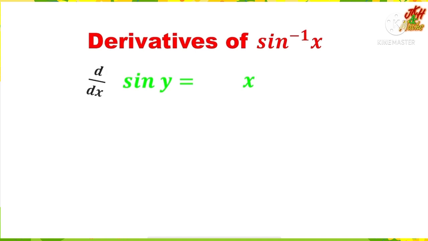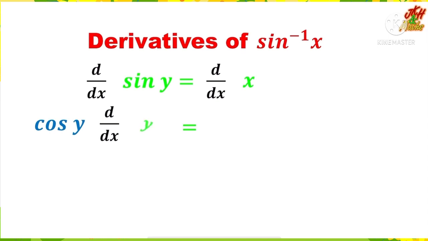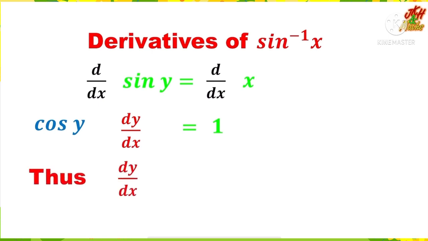Then, we differentiate both sides of the equation with respect to x. So, we differentiate sine y with respect to x on the left hand side. We also differentiate x with respect to x. Then on the left hand side, we will have cos y, then we differentiate y with respect to x, giving us dy/dx. And then on the right hand side, the value is equal to 1. So thus, dy/dx is equal to 1 over cos y.